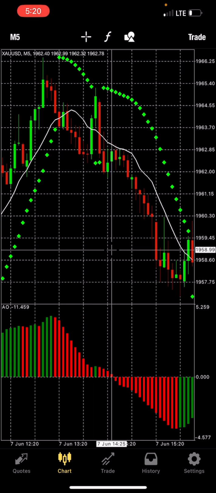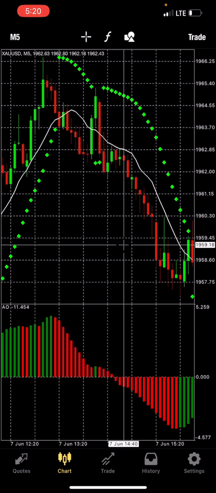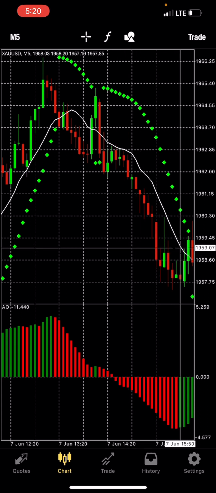Also, the oscillator is below zero and it's red. When it's red, it means it's bearish too. That's another very good signal. And when it's turning green, it's indicating a change in trend. It's just telling you that you should be prepared. The trend might change. You guys understand?